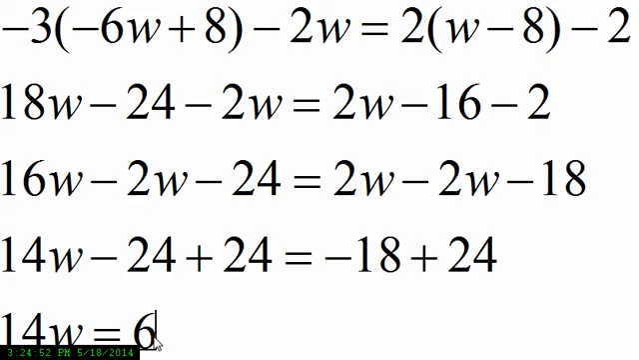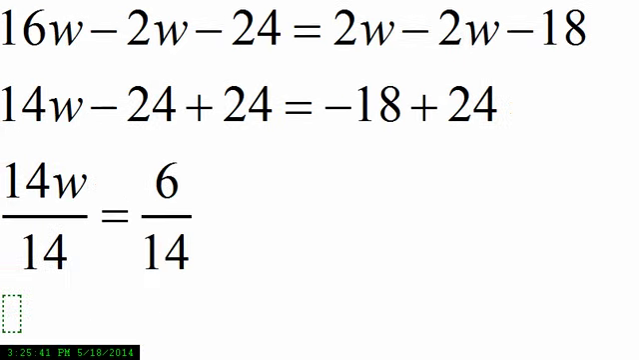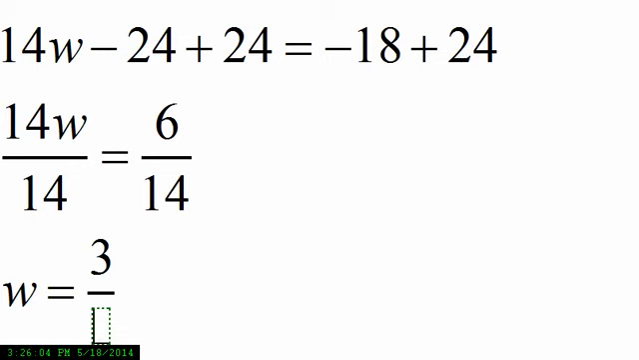Then we divide both sides by 14, since the 14 is multiplied by the W. On the right-hand side, we can reduce 6 over 14 because they're both even. 2 goes into 6 3 times, so I'll have a 3 in the numerator, and 2 goes into 14 7 times, so I'll have a 7. So W equals 3 sevenths.